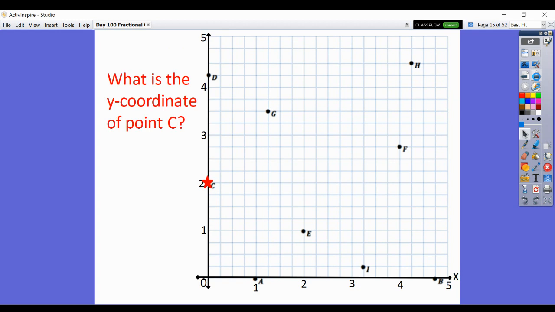Hope that helped. What is the Y coordinate of point C? Well, it would be, what do you think? If you got 2, you got it right. You're on it. And you notice that's the second number because Y comes after X. Oh, you guys are so smart. It is so fun teaching you.